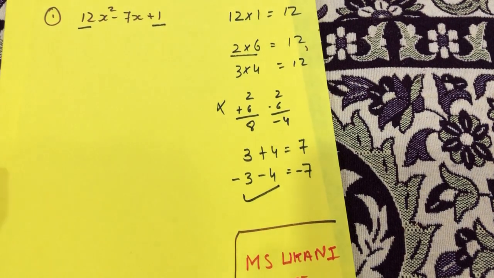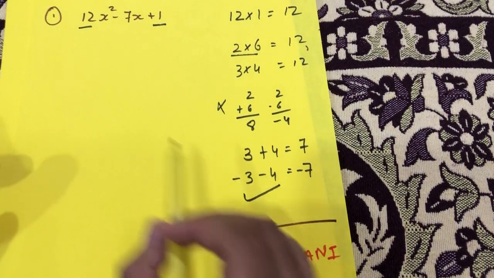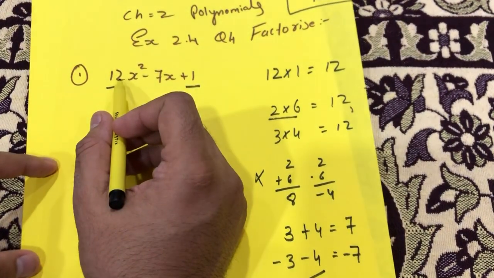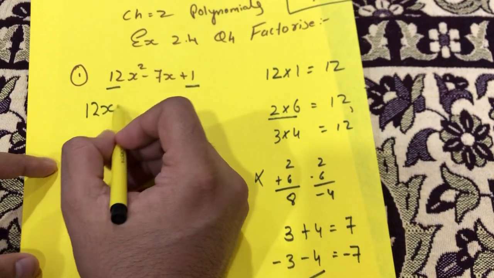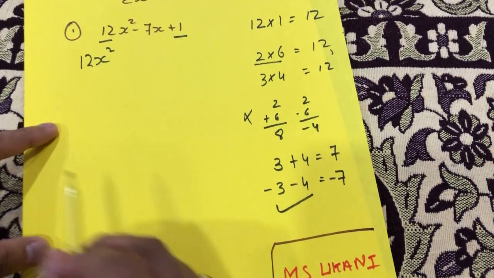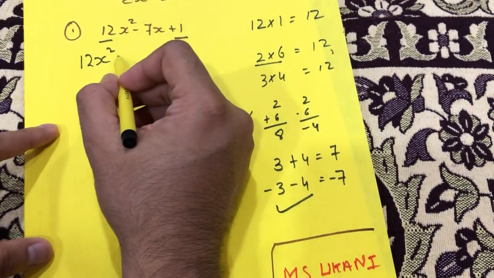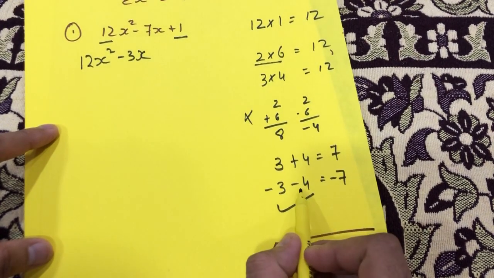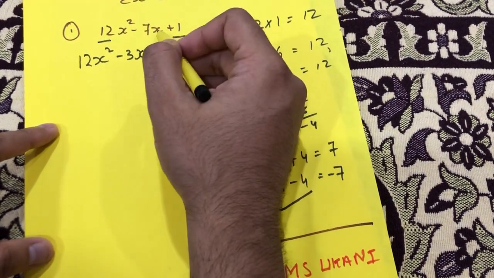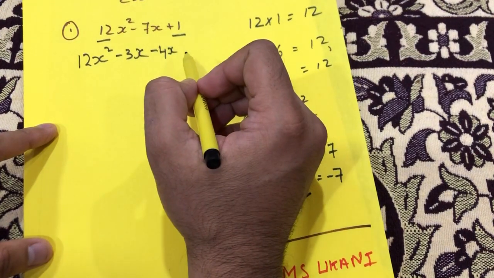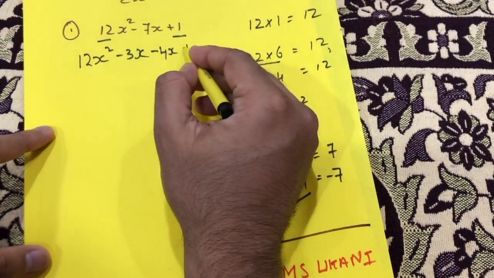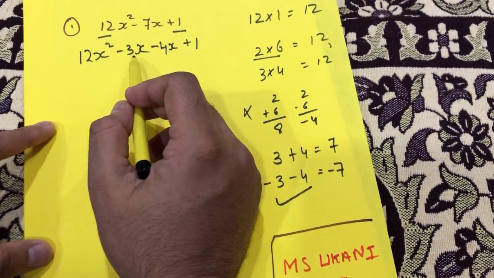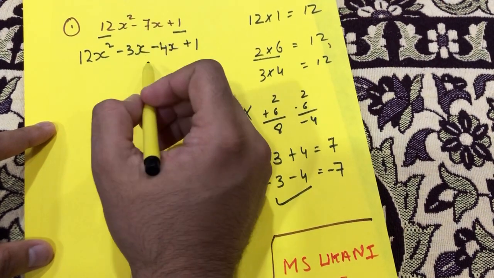Now this minus 3 and minus 4 we will put in this polynomial. First of all, we write the first term as it is, that is 12x square. Now minus 3 we will put here and we will attach x. Again minus 4 we will put here and attach x with minus 4, and plus 1 will remain as it is. That means these two terms we have put in the middle instead of minus 7.